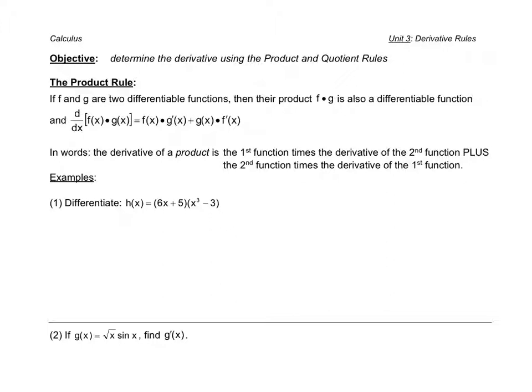In words, this is the way I learned it. The first function times the derivative of the second, so first times the derivative of the second, plus the second times the derivative of the first. Basically, you're taking the derivative of each part, but you're also leaving each part in its original form, multiplying them in every possible arrangement, and then adding the results. All right? But when I say it like that, it sounds confusing.